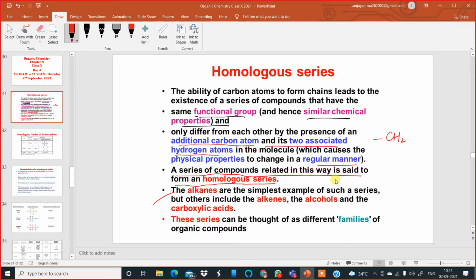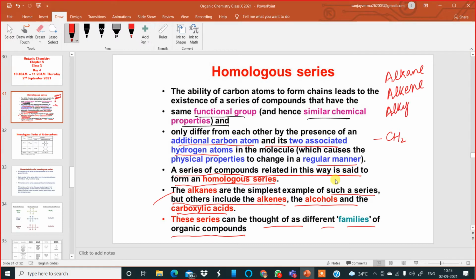The alkanes are the simplest example of such a series, but others include the alkenes, the alcohols, and the carboxylic acids, which are also different homologous series. This series can be thought of as different families of organic compounds. Like alkane is a family. Then we have alkene as another family, another homologous series.